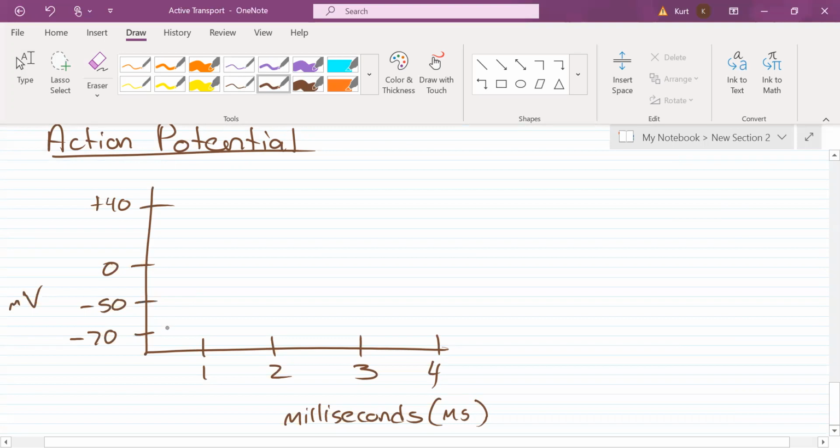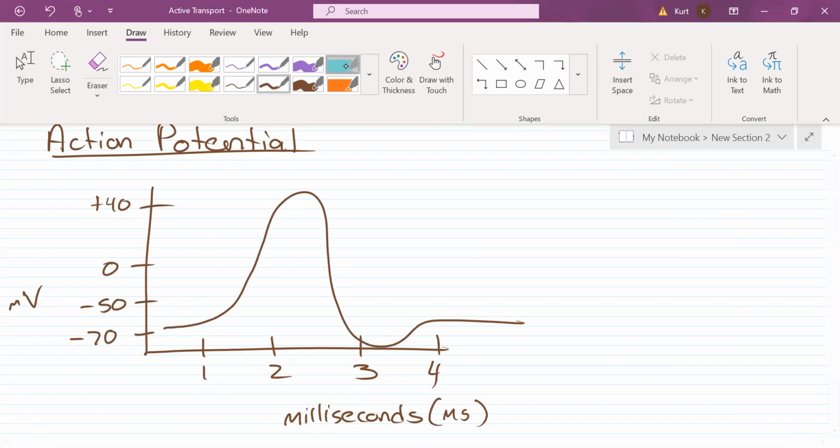Well, an action potential looks like this. We're going to go through all these different parts. The blue part here is going to be a resting potential. I'll do that first.